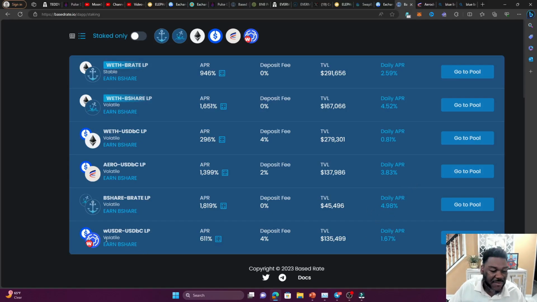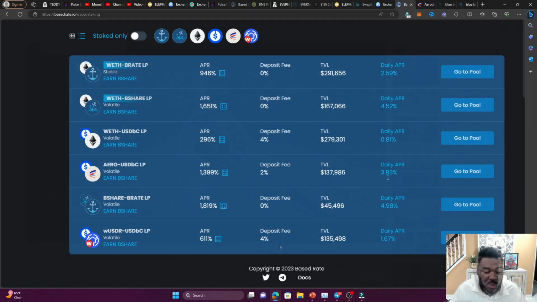And now we have the Wrapped USDR USDBC LP, and that is earning 1.67% a day. But don't forget about these deposit fees on these stable pools. So right here, as you can see, 4% deposit, over here is 2%, and over here is 4%.